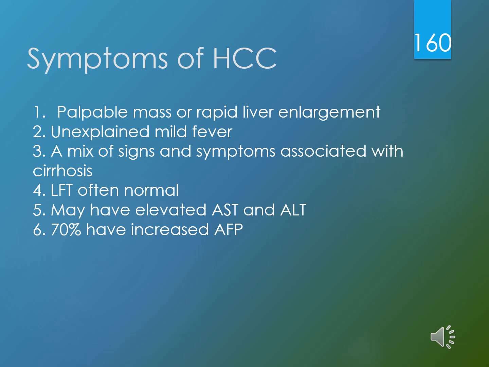When there are symptoms and clinical indications of hepatocellular carcinoma, what are they? 1, palpable mass or rapid liver enlargement. 2, unexplained mild fever. 3, a mix of signs and symptoms associated with cirrhosis, which makes sense. 4, LFTs are often normal, but they may have elevated AST and ALT. And 6, 70% have increased AFP.